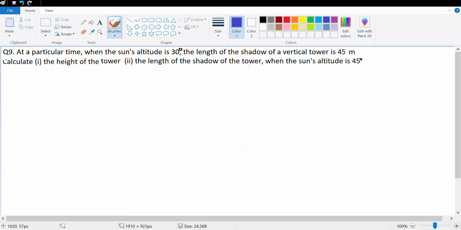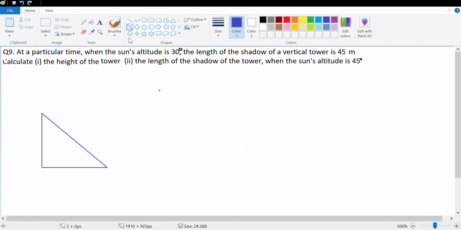Hi guys, let's look at the next question. At a particular time, when the sun's altitude is 30 degree, the length of the shadow of a vertical tower is 45 meter. So let's just make the tower first, and then we'll figure out the position of the sun.